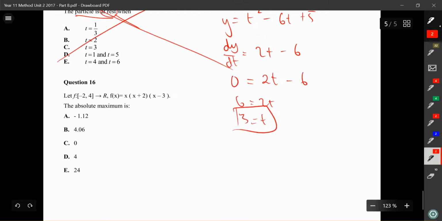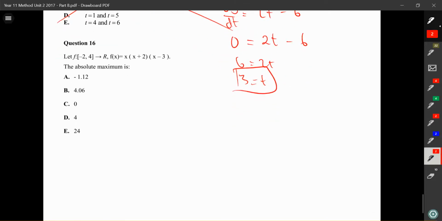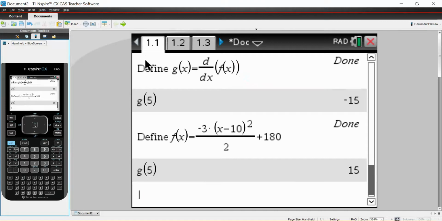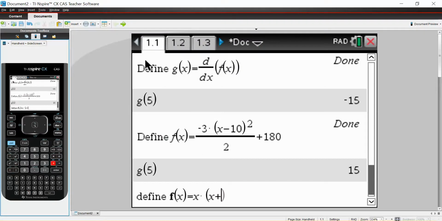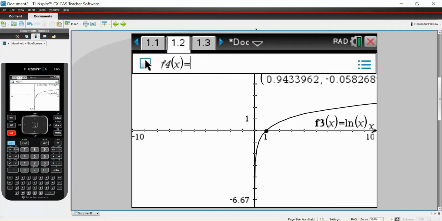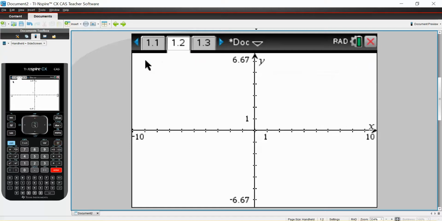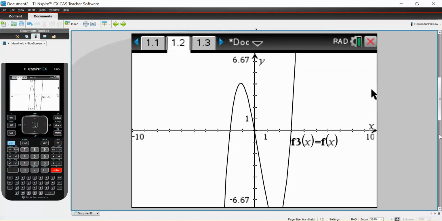Next one, absolute max, absolute minimum. Now, I did find a really cool function for you to do this. I want you to define this function. The domain is from -2 to 4, and this is my equation. So this is what I want you to do. Define f(x) is equal to x multiplied by (x plus 2) times (x minus 3). Now I know you can sketch this. You can go to the graph here and then sketch f(x), and then put in the domain to find the maximum and minimum, and which one is the absolute max or min.